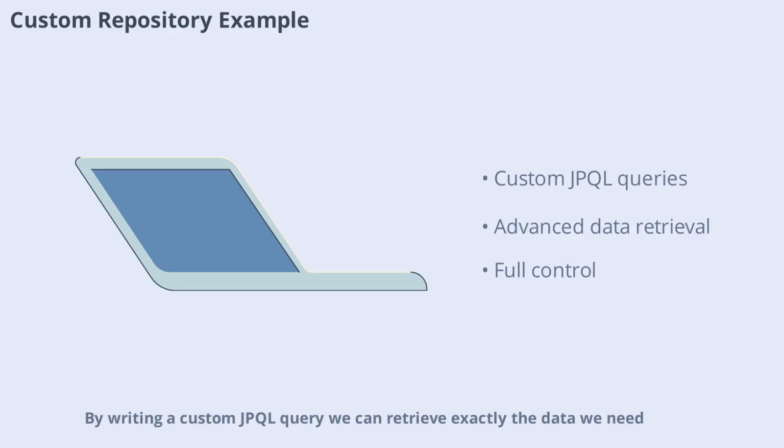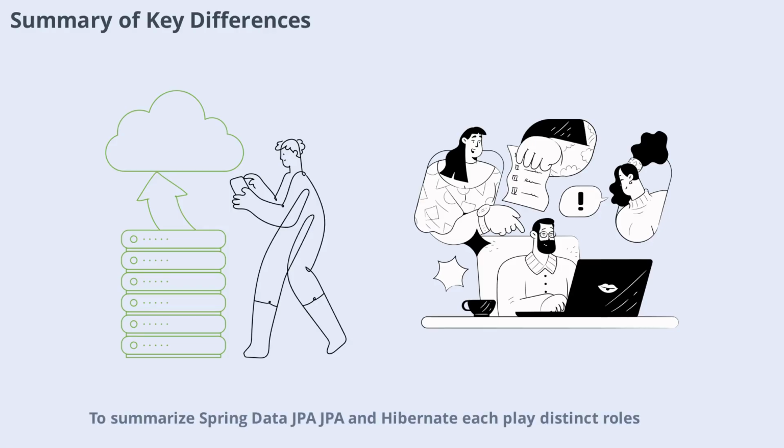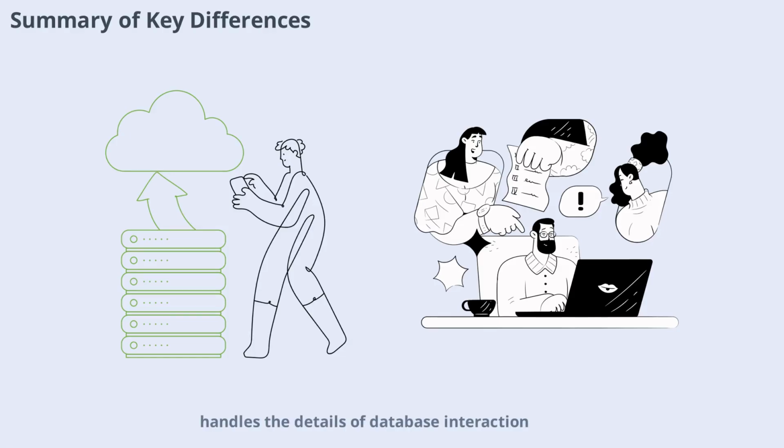By writing a custom JPQL query, we can retrieve exactly the data we need. This approach is ideal for advanced scenarios where standard repository methods aren't enough. To summarize: Spring Data JPA, JPA, and Hibernate each play distinct roles. Spring Data JPA provides the highest level abstraction, focusing on developer productivity. JPA defines the standard for ORM, while Hibernate implements that standard and handles the details of database interaction. Understanding these differences helps you choose the right approach for your project.